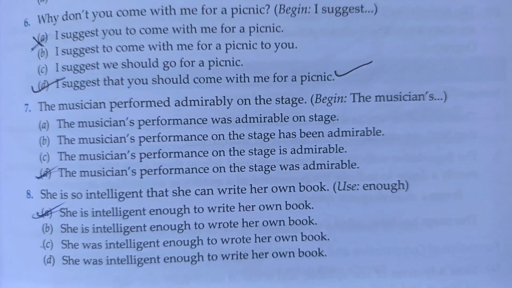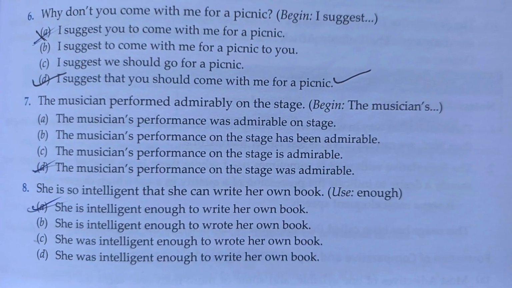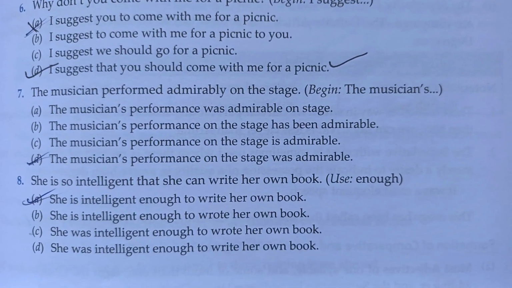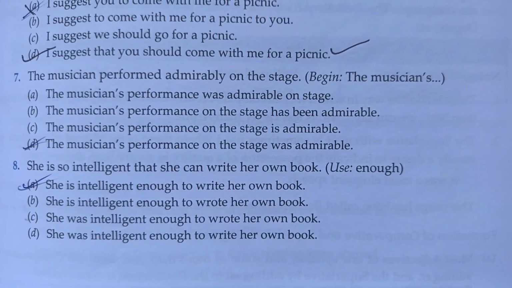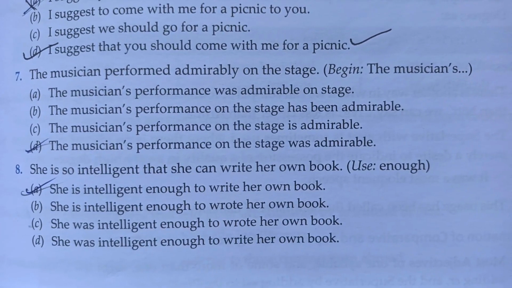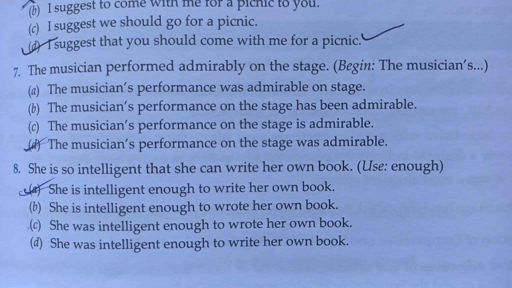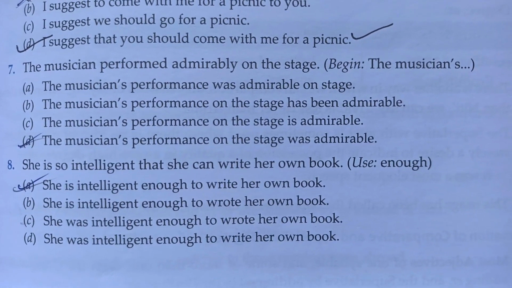Number 7, the musician performed admirably on the stage. So here option D is correct. The musician's performance on the stage was admirable. Number 8, she is so intelligent that she can write her own book. So here you have to use enough. So it is option A, she is intelligent enough to write her own book.